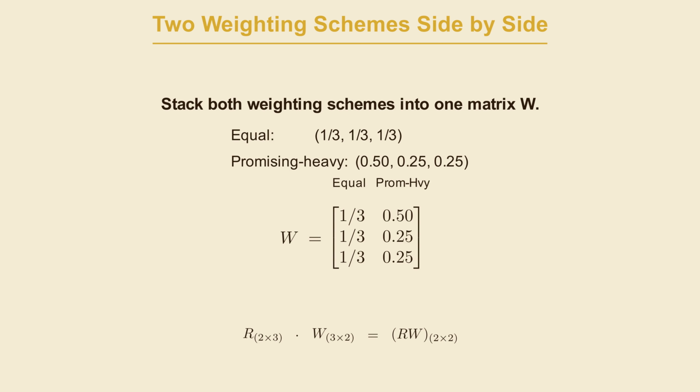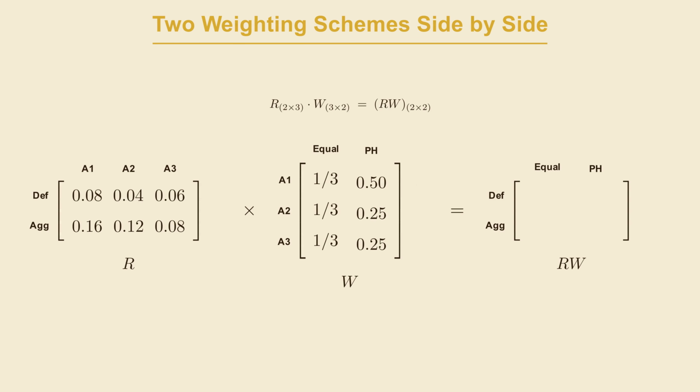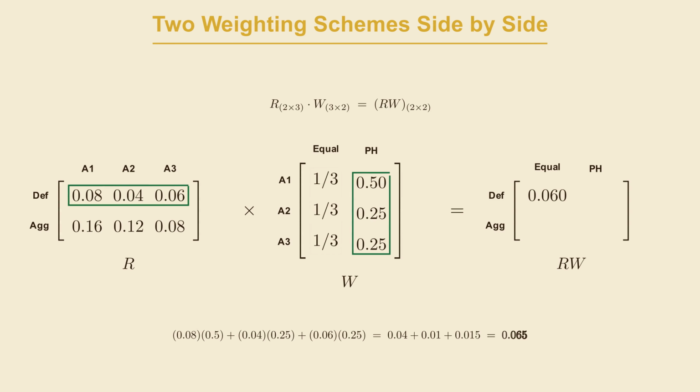So once we get the product, we'll have a 2 by 2, where each entry of the result is the dot product of one row of R and one column of W. The entry in row I, column J, answers the question, what does strategy I return when weighting scheme J is used? The top left entry is the defensive strategy under equal weighting, and we already computed that and we know it's 6%. The top right entry is the defensive strategy under the promising heavy weighting.